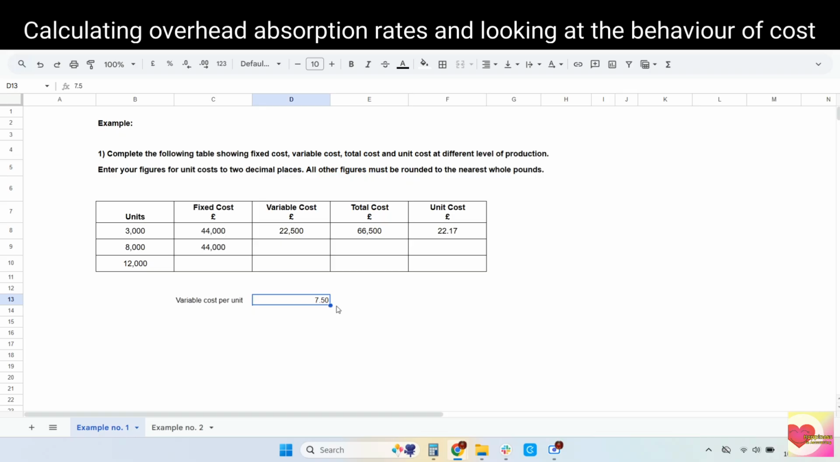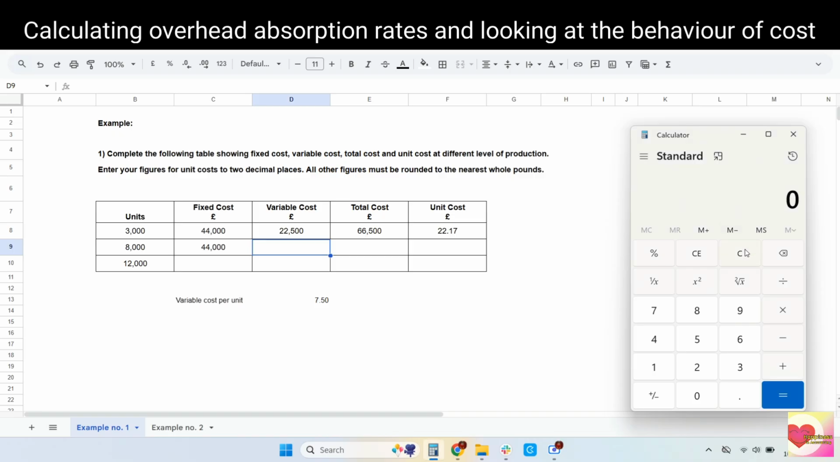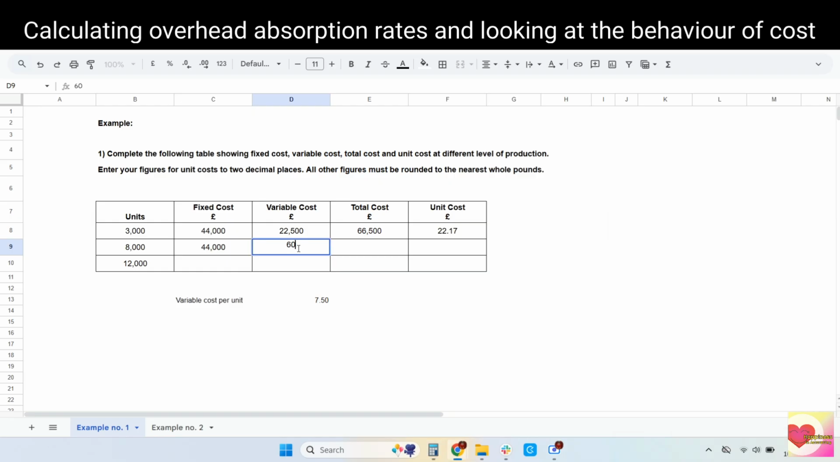And remember that this amount is fixed. Now let's go back to the second line and get the variable cost for 8,000 units. Now that we have the variable cost per unit, which is 7.50 pounds, let's multiply this by the number of units, which is 8,000, and we got 60,000. So this is our variable cost.